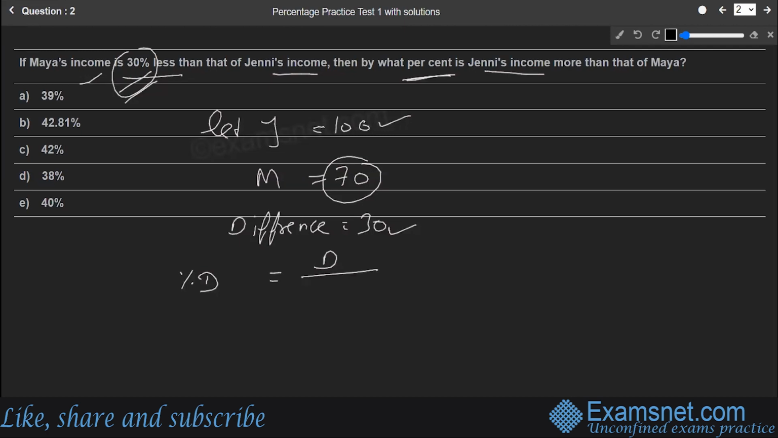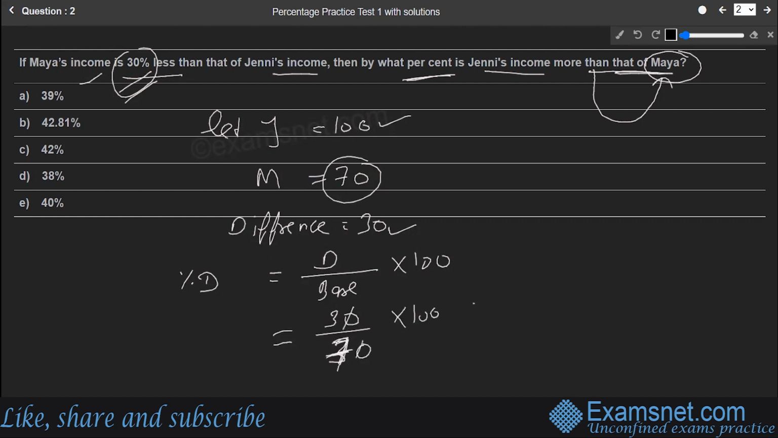Percentage difference is going to be the difference divided by the base, multiplied by 100. Base here means the reference. The reference here is Maya, because that's what he's saying: by what percent is Jenny's income more than that of Maya? Whatever appears after 'than' is your base always in this type of question. After 'than' there is the word Maya appearing, so Maya's income will be treated as the base. The difference we have already calculated to be 30. The base will be Maya's income, that is going to be 70, multiplied by 100. We are supposed to do this.